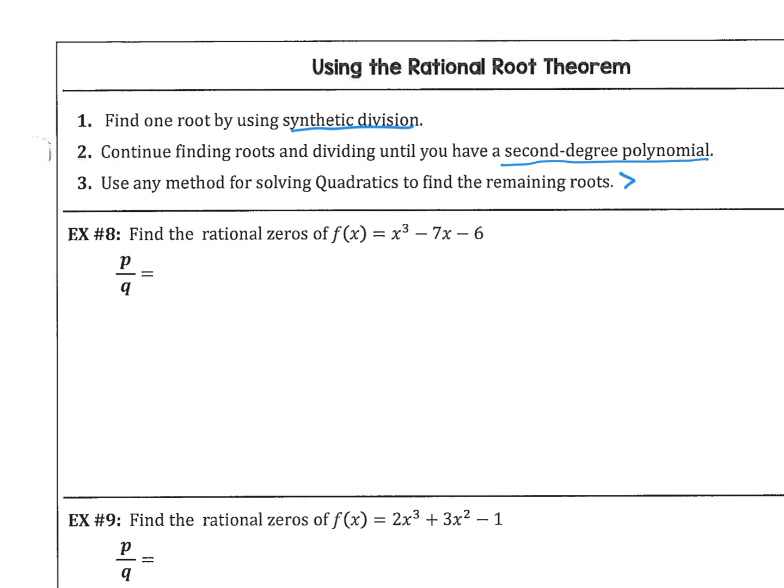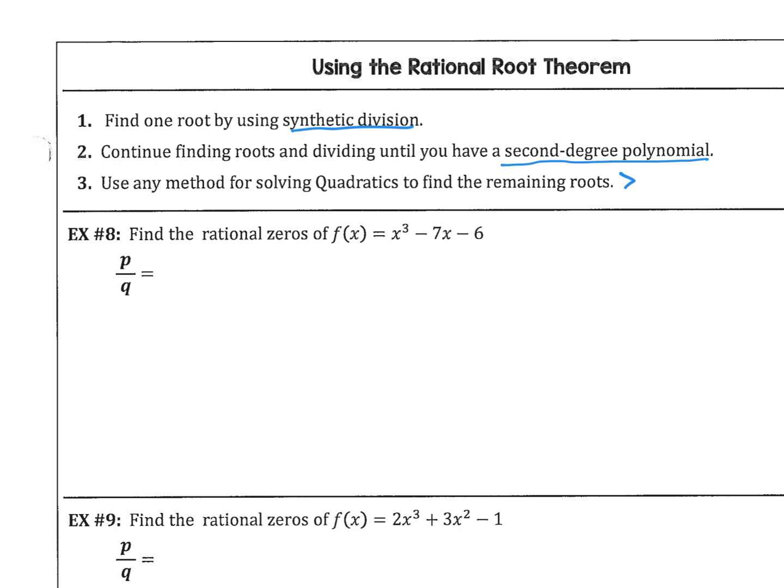Any method could be any of those. Typically, we try factoring first, and if it won't factor, then we just jump straight to the quadratic formula. Okay? All right. So now, let's do our P over Q's here.